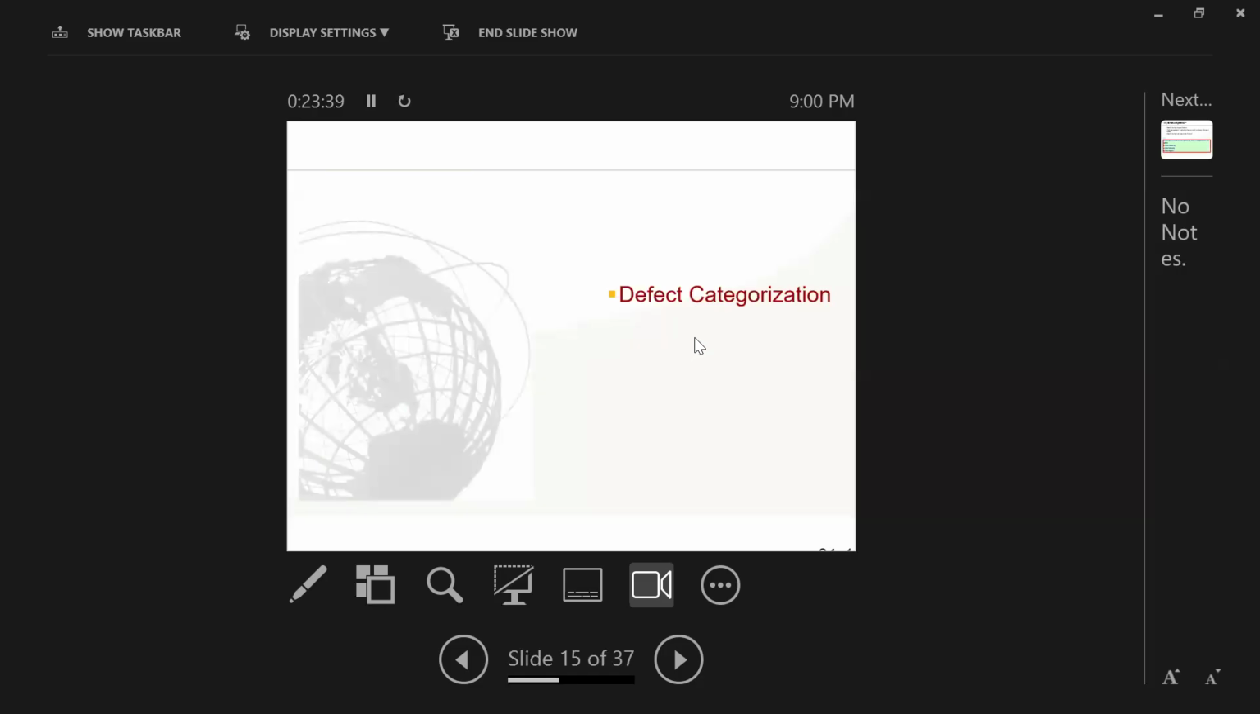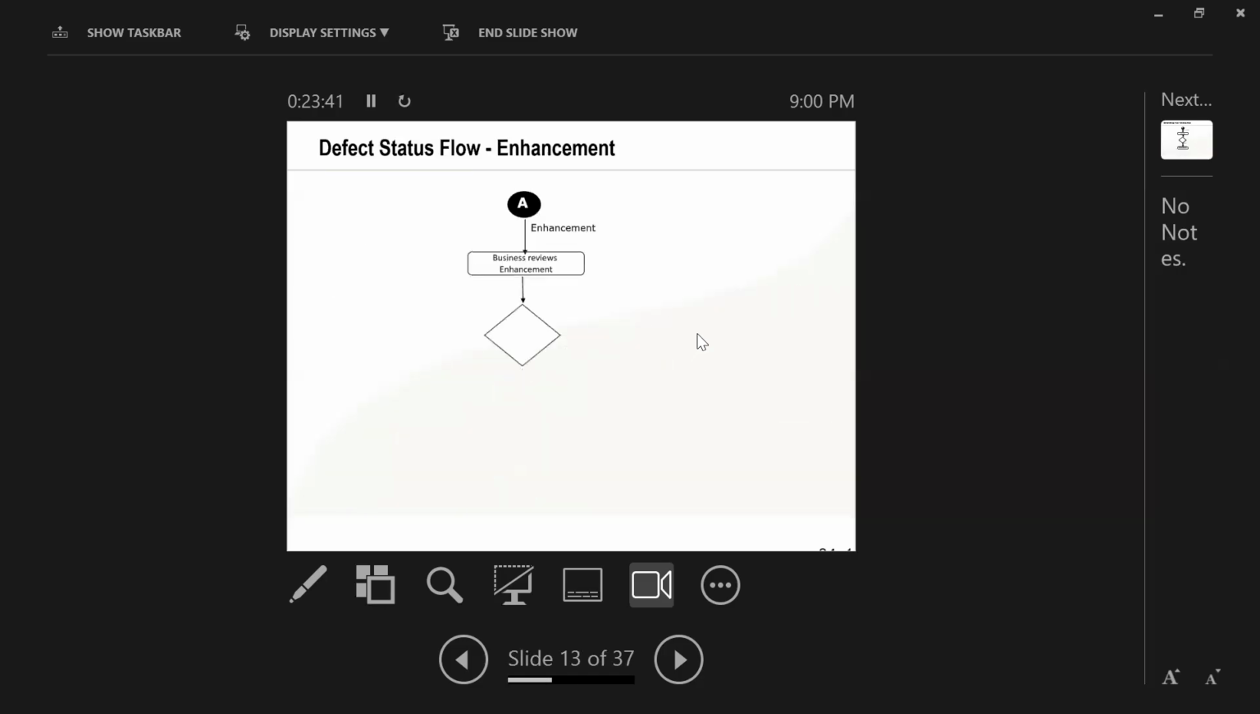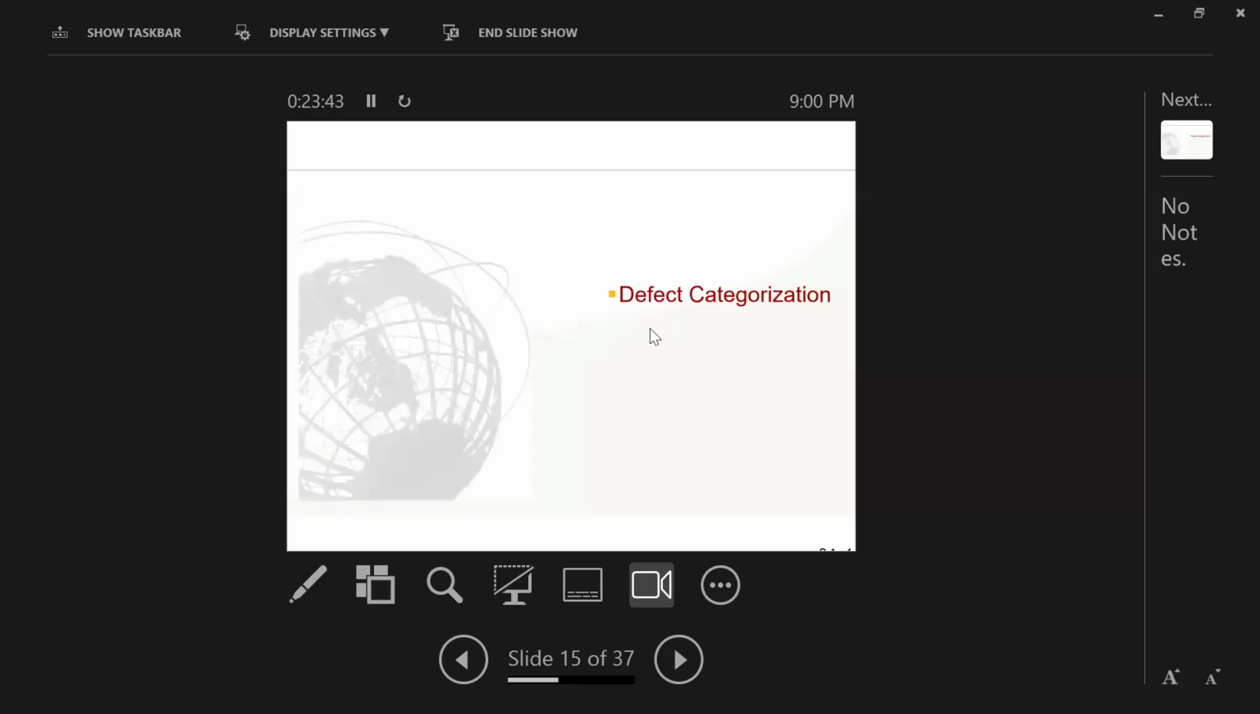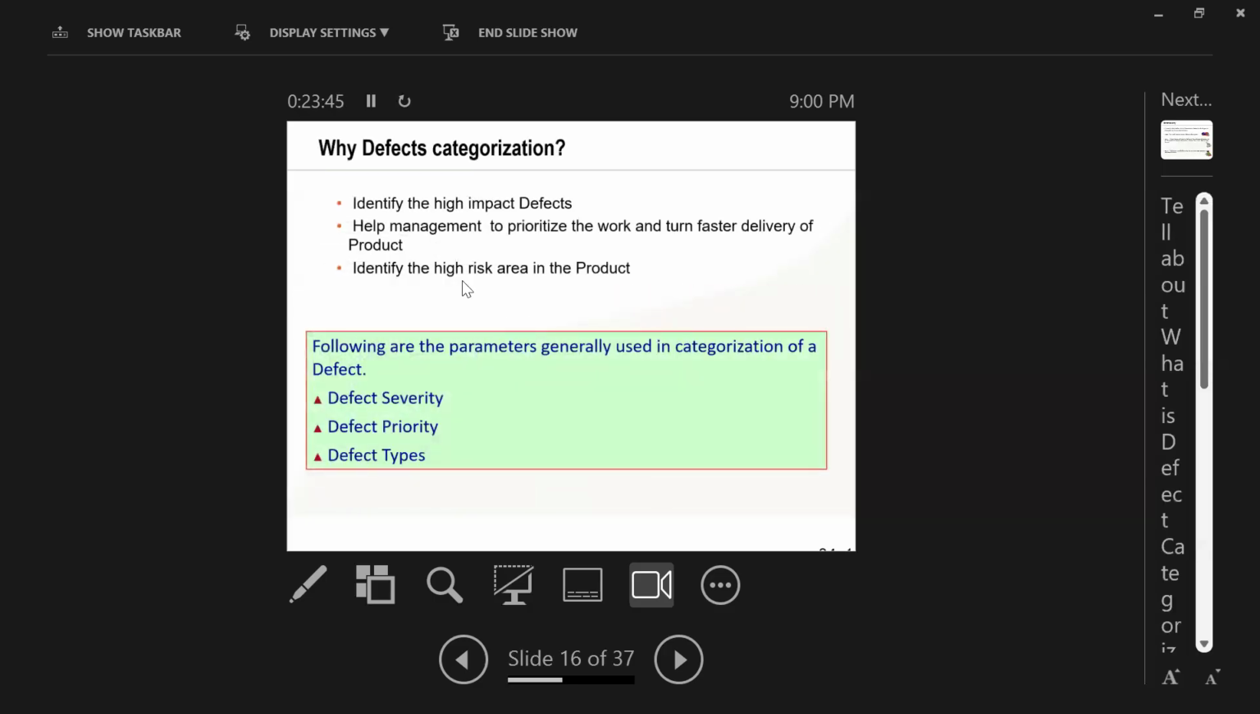Defect categorization. Yeah, this is the defect life cycle. How do we categorize defects, and why defect categorization?